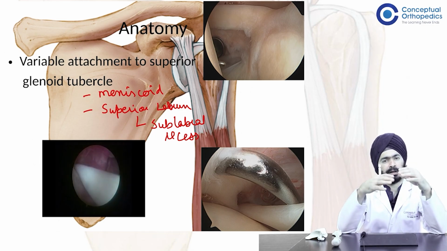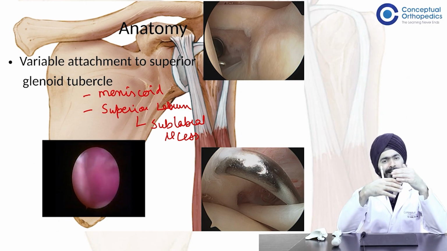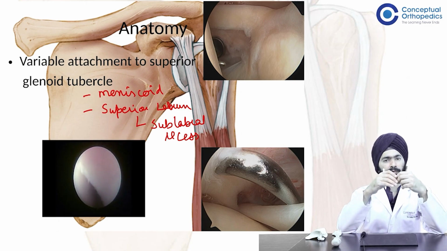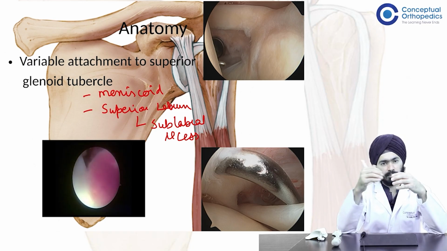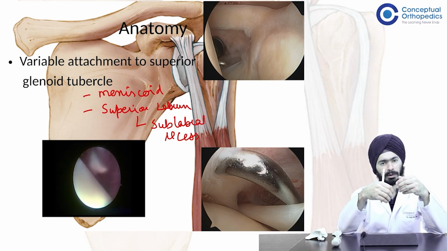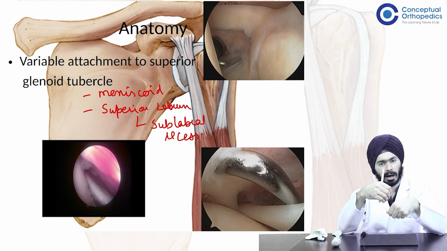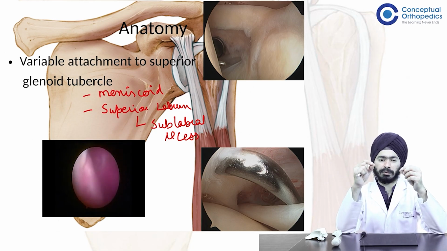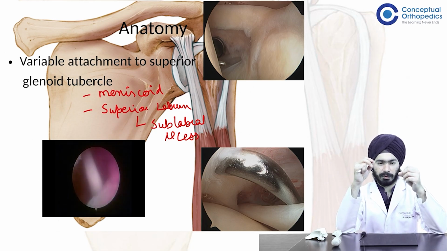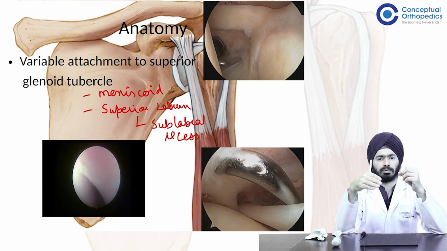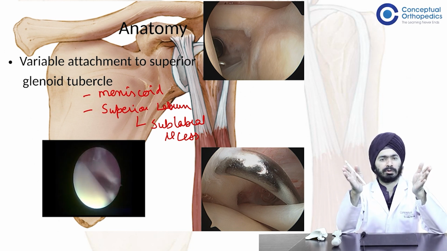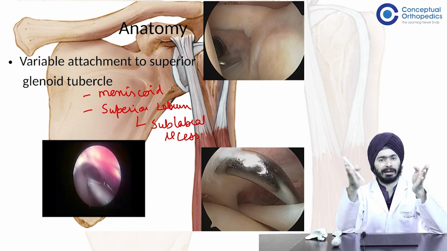And how do you differentiate it from a pathological lesion? It's smooth, there is no fraying, there are no frayed edges of the labrum. There is a smooth transition from the labrum to the gap and to the glenoid. So this attachment of the long head through the superior labrum is variable in different individuals. It's not constant in everybody.